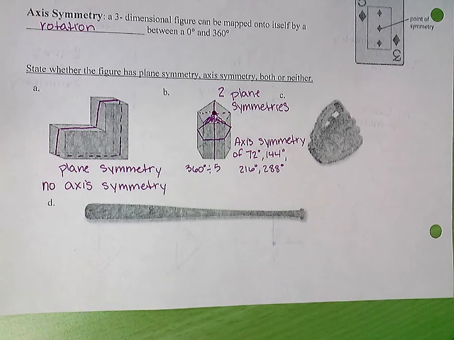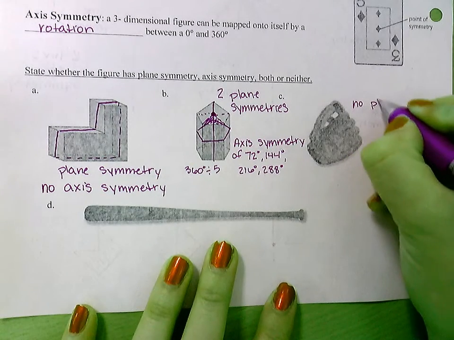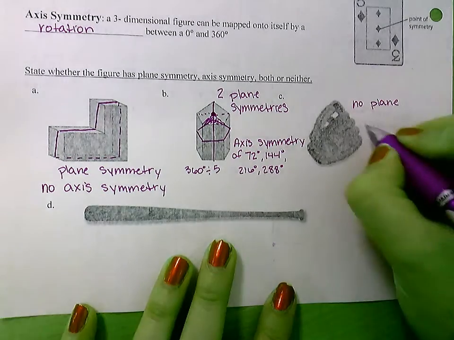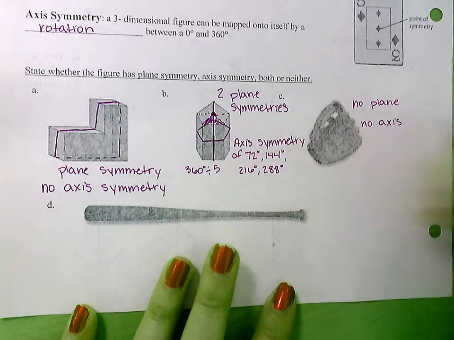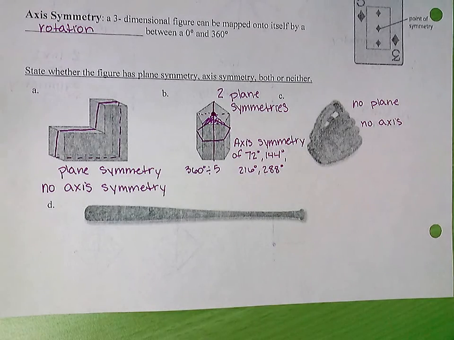What about letter C? Do I have plane symmetry in this three-dimensional figure? No. Do I have axis symmetry in this three-dimensional figure? No. So we don't have plane, and we don't have axis. So this is neither. All right, last one is the letter D, so this baseball bat.